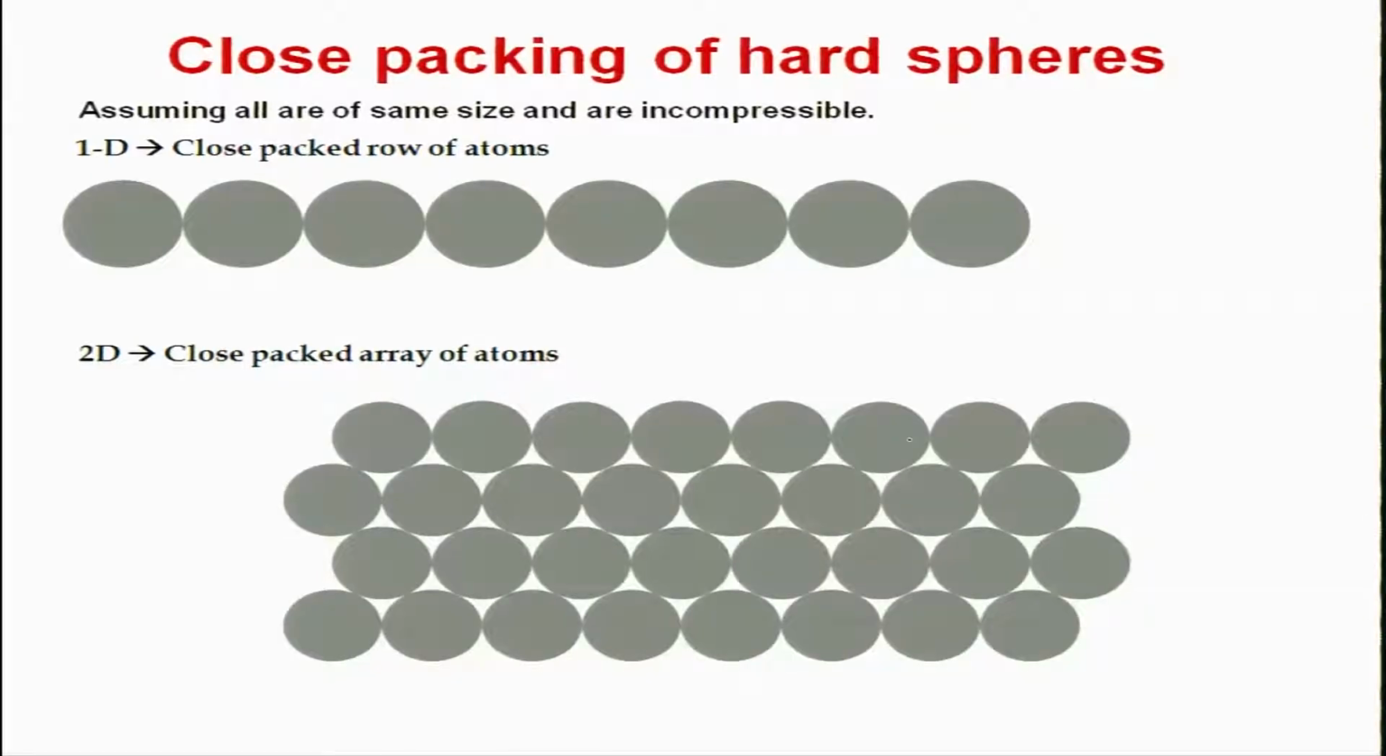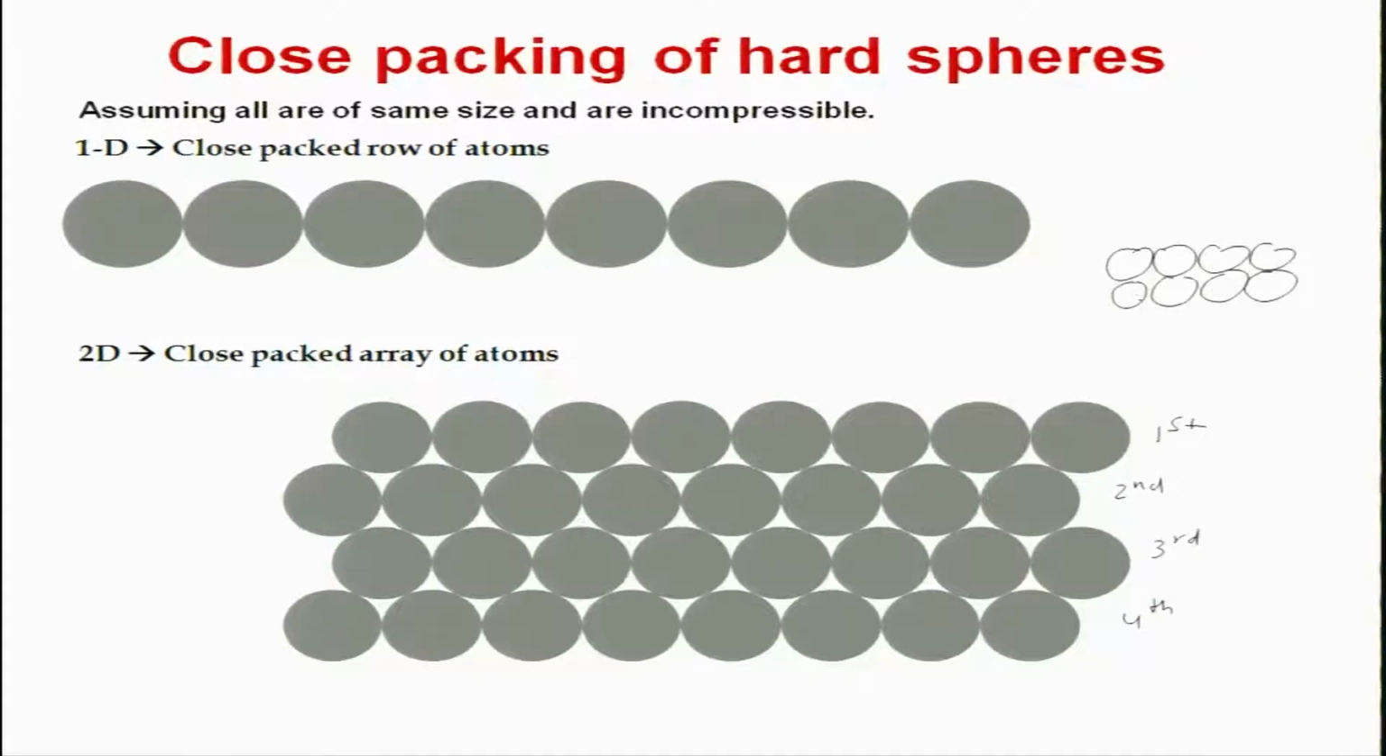This is the first row, this is the second row, and the third and fourth rows. The second row goes into the position which is the minimum energy position, where it finds the highest number of neighbors with respect to each other. If it goes in this position, it could also have gone in that position. So, you have the first row and then you have the second row like this.